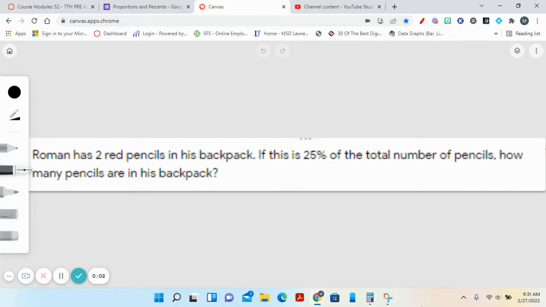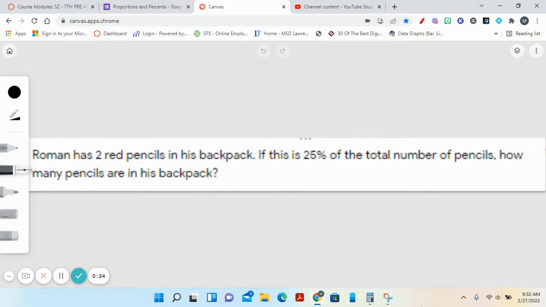Now we're going to set up and solve a percent proportion from a word problem. Roman has 2 red pencils in his backpack. If this is 25% of the total number of pencils, how many pencils are in his backpack? So let's look at what our important numbers are here.